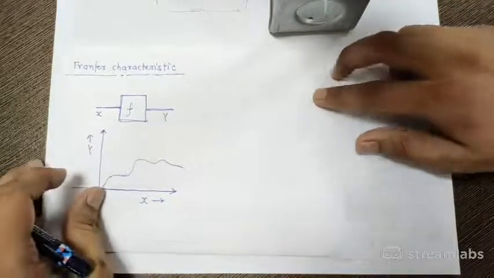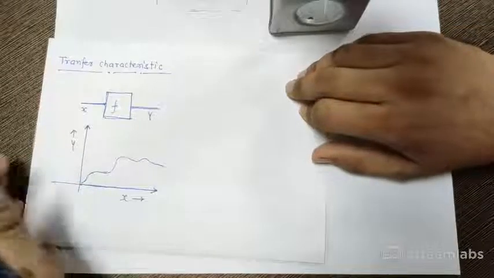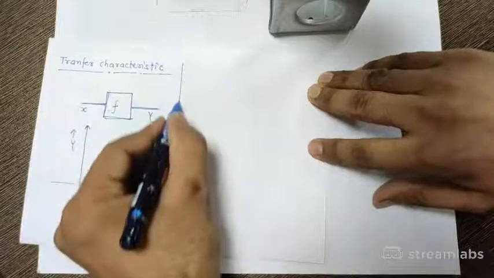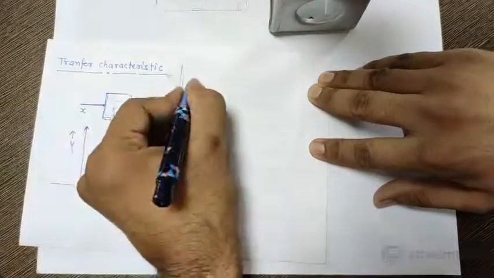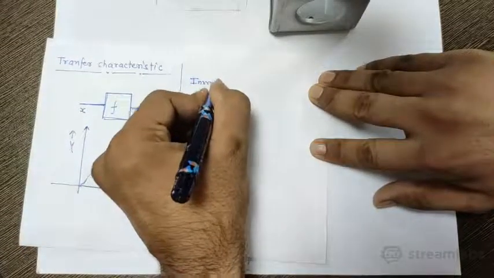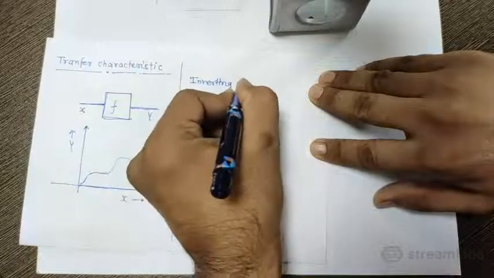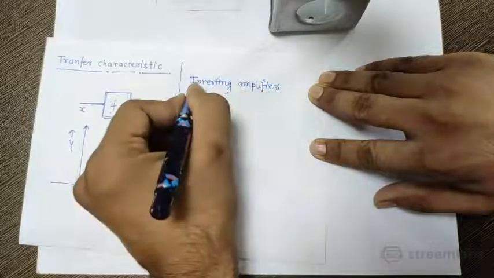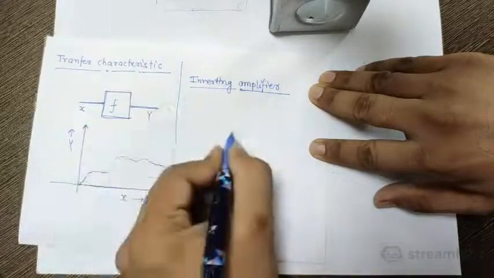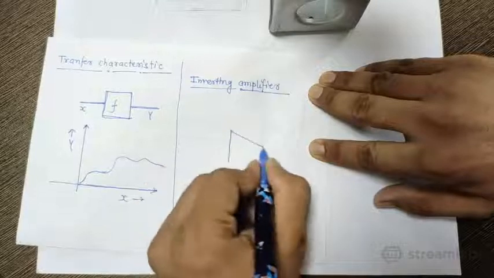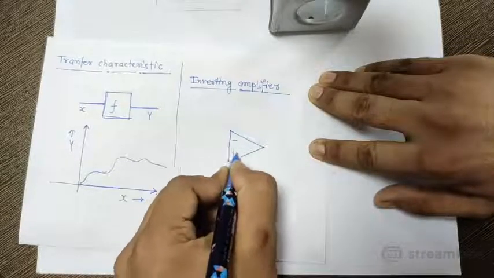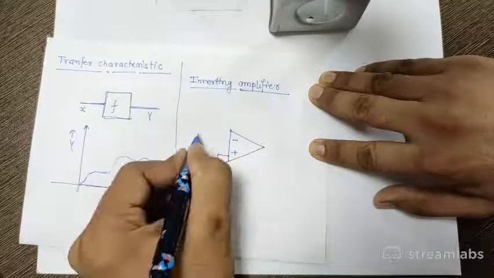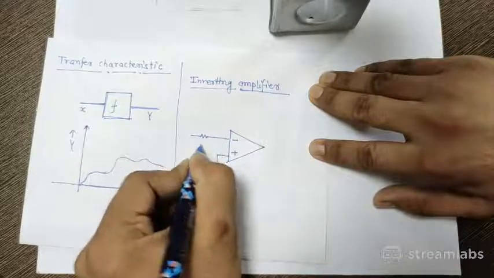Now let us think about the operational amplifier circuit, the inverting amplifier. If I take the inverting amplifier for plotting transfer characteristics, then I have to consider its circuit.